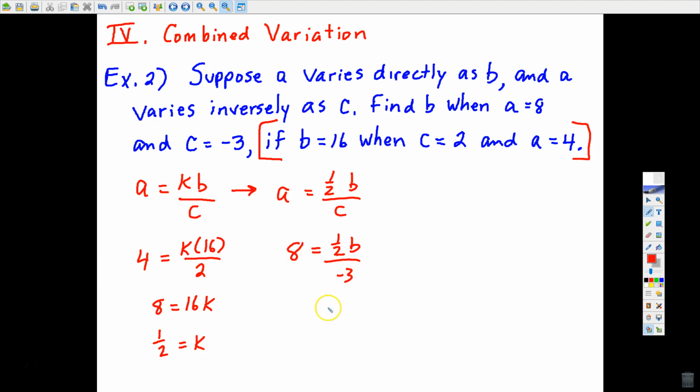Alright, multiply by negative 3 on both sides. Negative 24 is 1/2 B. Multiply by 2 on both sides. B is negative 48. And we have our final answer.